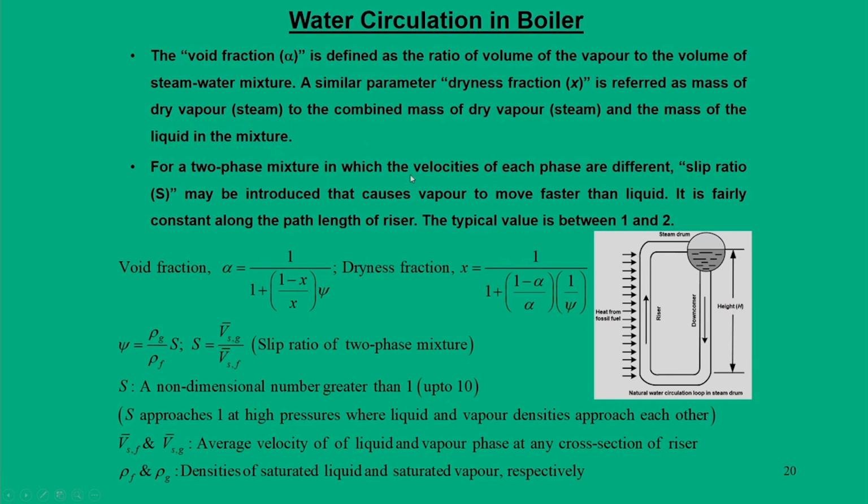Now, for two-phase systems, we also define a parameter called the slip ratio. Since it is a two-phase system, the vapor may move at a faster rate. How much faster depends on the length of the riser path, h, and it is mainly in the range of 1 to 2, but we cannot go beyond 10. So, 1 to 2 is a reasonable number for water circulation in the boiler.